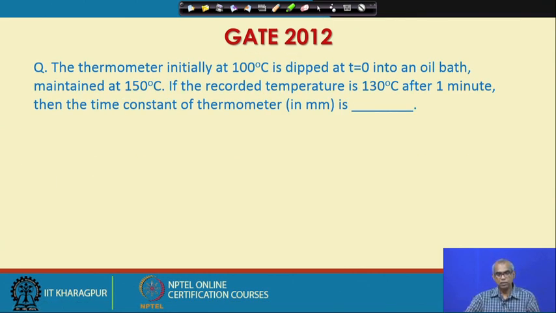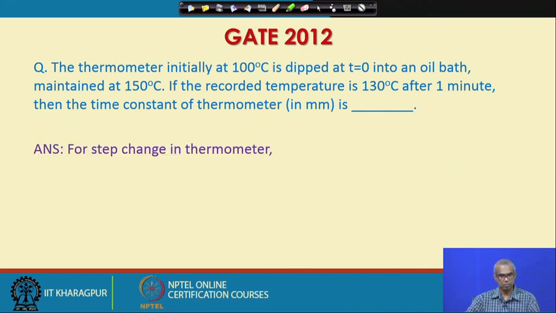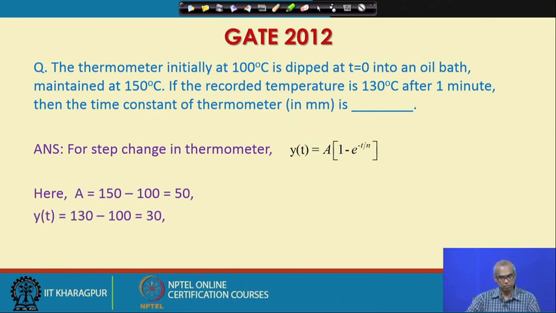The thermometer initially at 100 degree Celsius is dipped at T equal to 0 into an oil bath maintained at 150 degree Celsius. If the recorded temperature is 130 degree Celsius after 1 minute, then the time constant of the thermometer is, for a step change in thermometer, Yt equal to A into 1 minus e to the power minus T by tau. Here A equal to 150 minus 100 equal to 50, Yt equal to 130 minus 100 equal to 30, T equal to 1 minute.